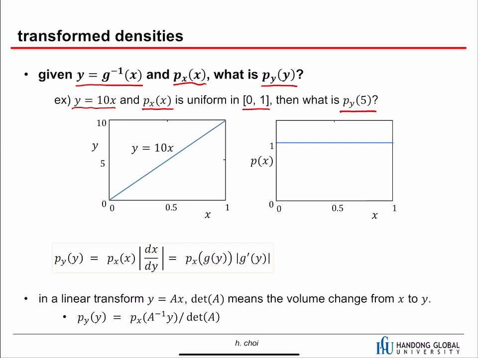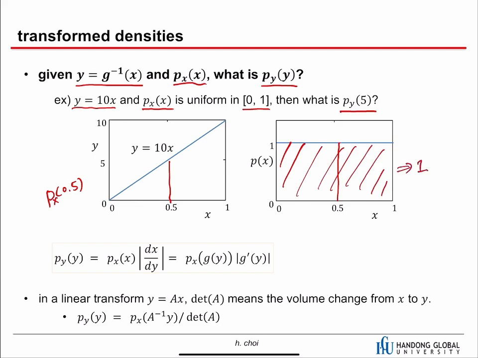So this is the transformation. If y is 5, then x is 0.5. Then what is the probability p of 0.5 in x space? P of 0.5 is 1, because the total probability should sum to 1. So everywhere we have 1 as the probability.